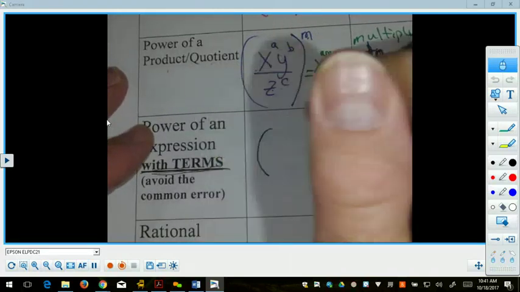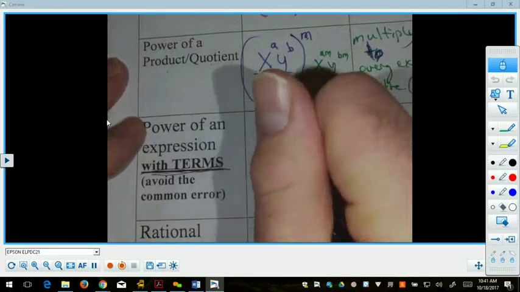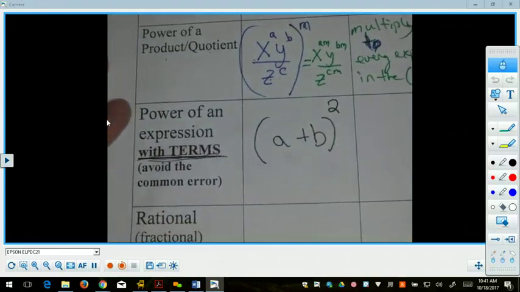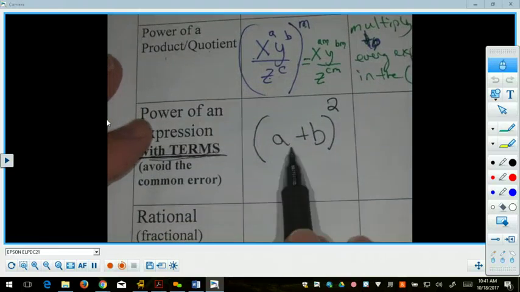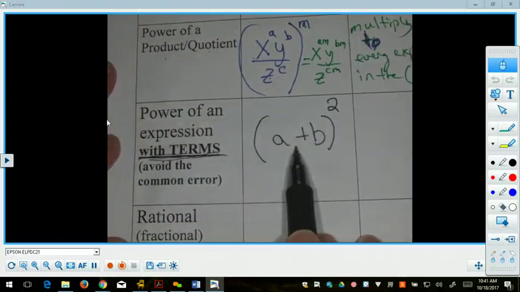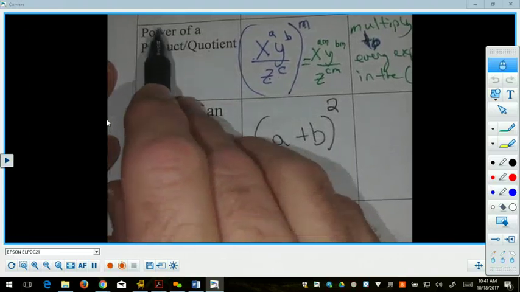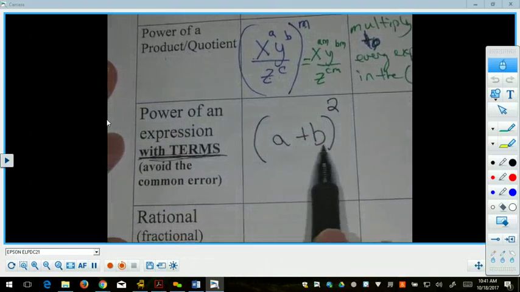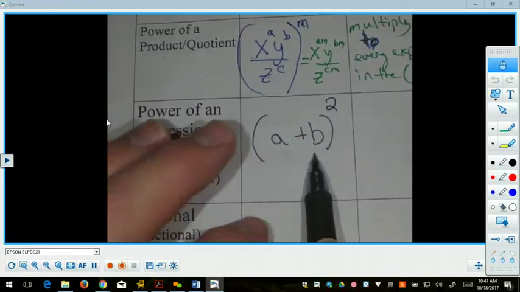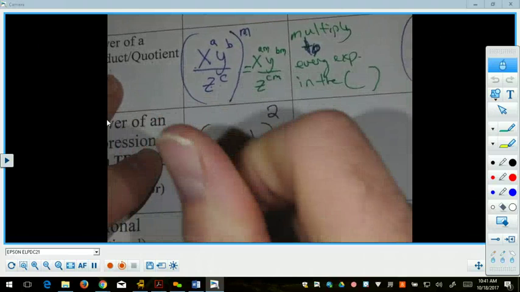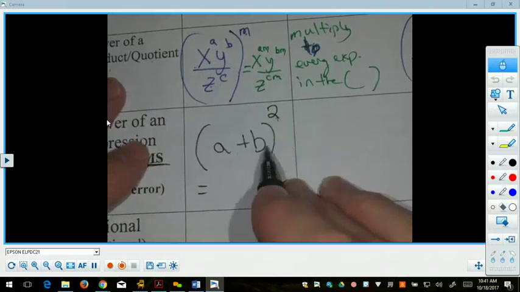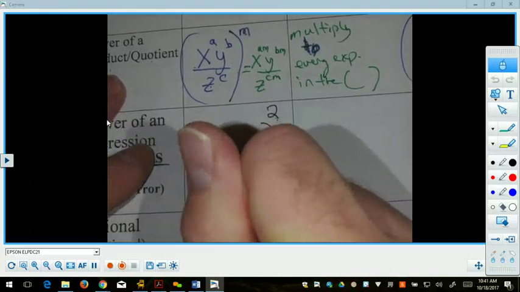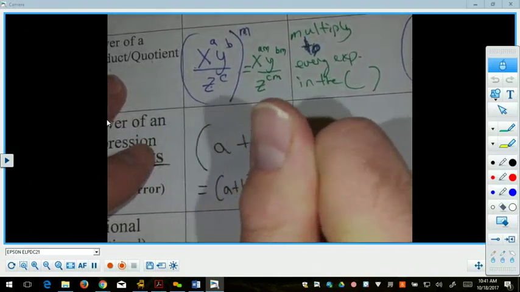You may have a problem like this. (a + b), and I'm just going to do it squared so you can see it with a number right now. Is that all multiplication and division? No. I cannot use power of a product or power of a quotient rule when those things are not multiplied together or divided together. What does this actually mean? This 2 means that there's how many of these? 2 what? 2 factors of a plus b.